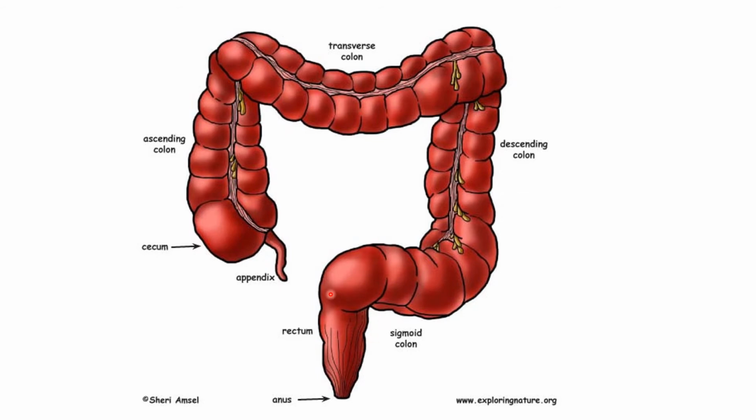This is the portion that has stretch receptors in it to let you know when it is time to eliminate the solid waste. And then the anus is, again, that round sphincter muscle at the bottom of the alimentary canal, at the bottom of the colon, that can allow the feces to exit.